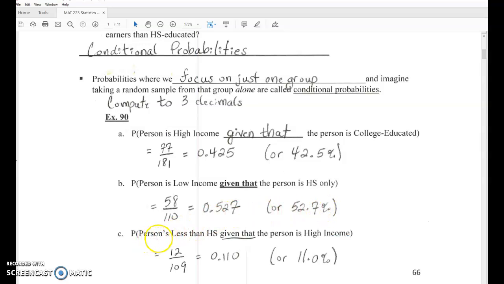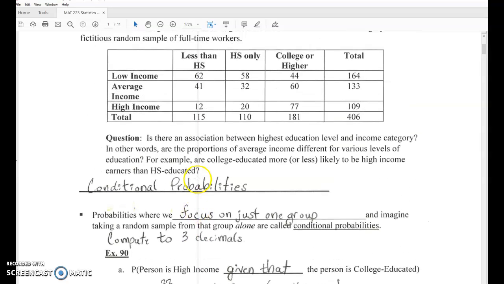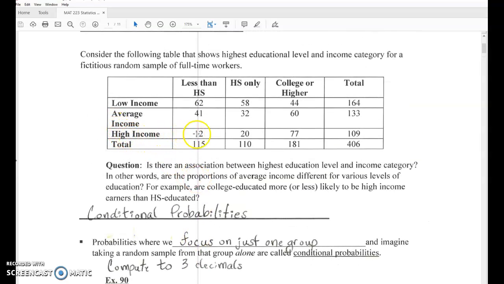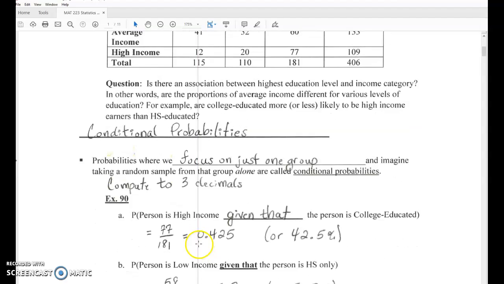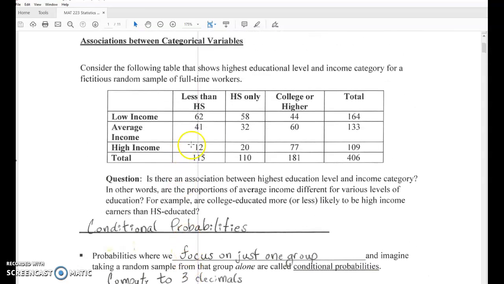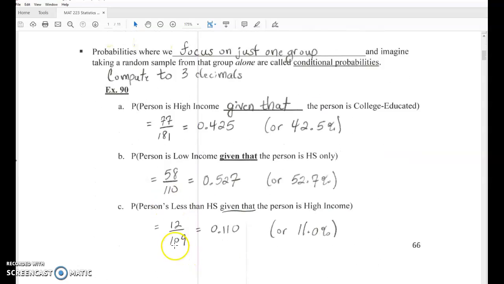And then also, let's say we want the probability that the person has less than a high school education, given that the person is high income. That means focus in on the high income group only and look for those that are less than high school educated. So we focus in on this high income group, which is now this row. We look for those that are less than high school educated. So that's this column. The less than high school educated out of the high income is 12. 12 out of the 109 people in that group. So 12 out of 109 is 0.110 or 11%.